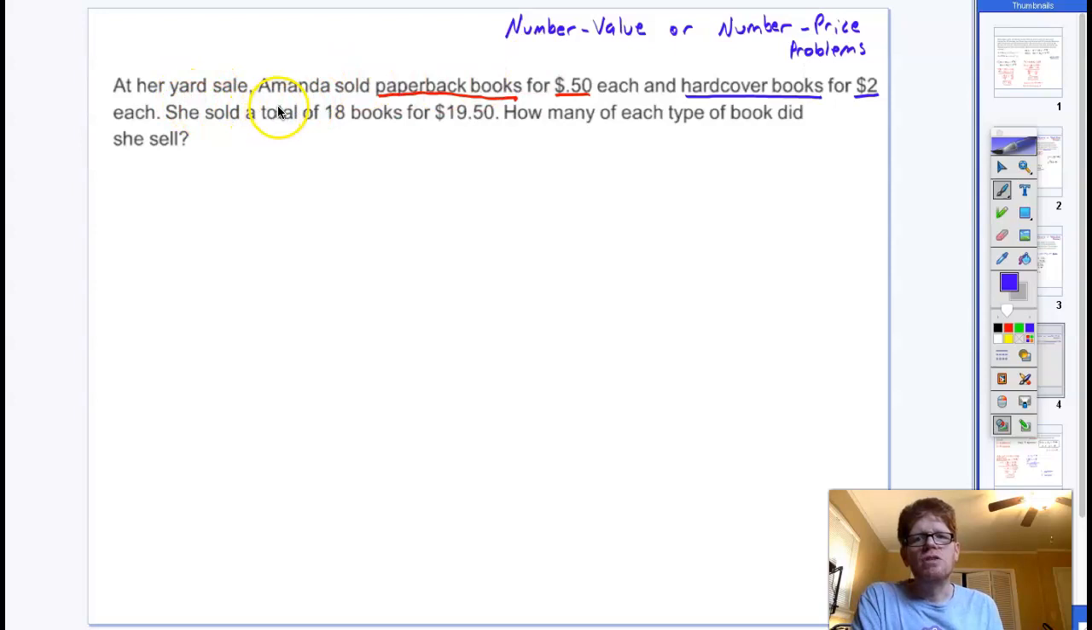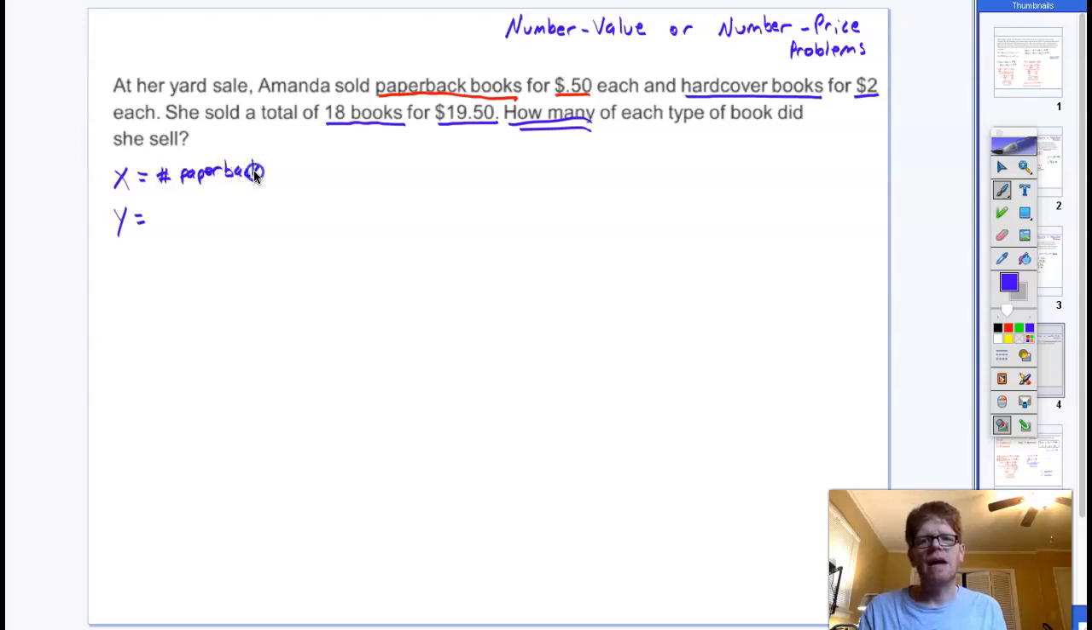Now, we know she sold a total of 18 books. That's not price anymore, that's the number. For how much? For $19.50. How many of each type of book did she sell? So let's define our variables first. We're going to have an x and a y. Let's make x equal to the number of paperbacks sold, not the cost, but the number. And we'll make y equal to the number of hardback books, the hardcover books. Remember, that's the number of them, not their cost.